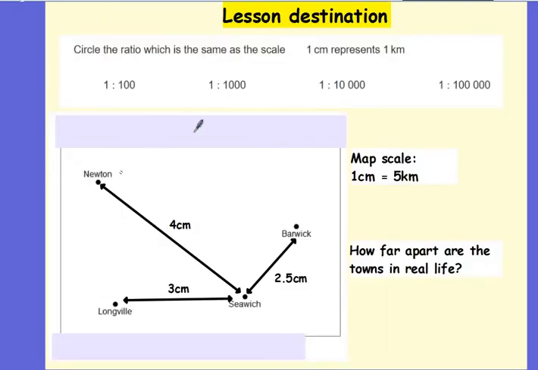And here was our lesson destination. Can you now pause the video for a few minutes and have a go at these exam questions for me?